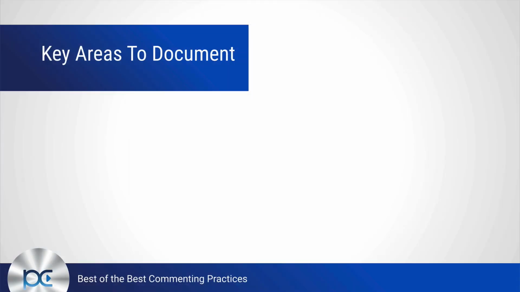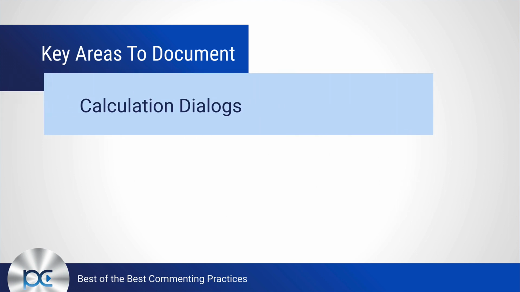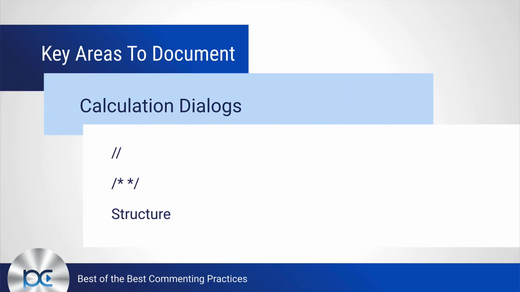The next area is in the calculation dialogs, and there's a couple of ways that this can be done. We have the forward slashes, the 2 together. We also have the forward slash with an asterisk followed by another asterisk and a forward slash. But even the structure of the calculation dialog itself can be easier to document or see what is happening.